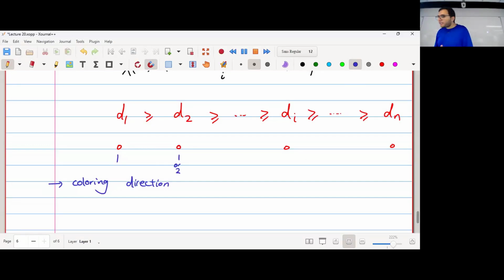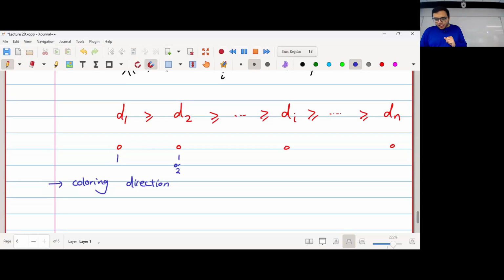But what I want to analyze is the general case. Suppose that I have already colored the first i minus 1 vertices, and I've got to the vertex that has degree d_i. I want to see what is the color that I'm going to assign to it. So I have to see how many colors were used in the neighbors of this vertex with degree d_i. d_i is the degree, not the vertex itself, but whatever.